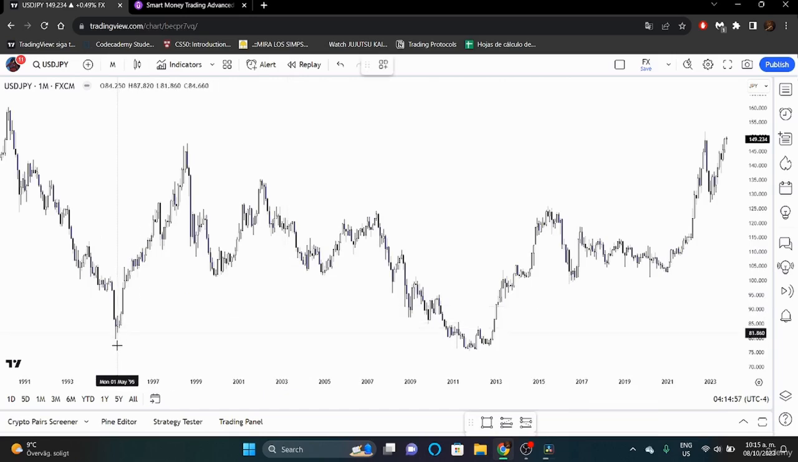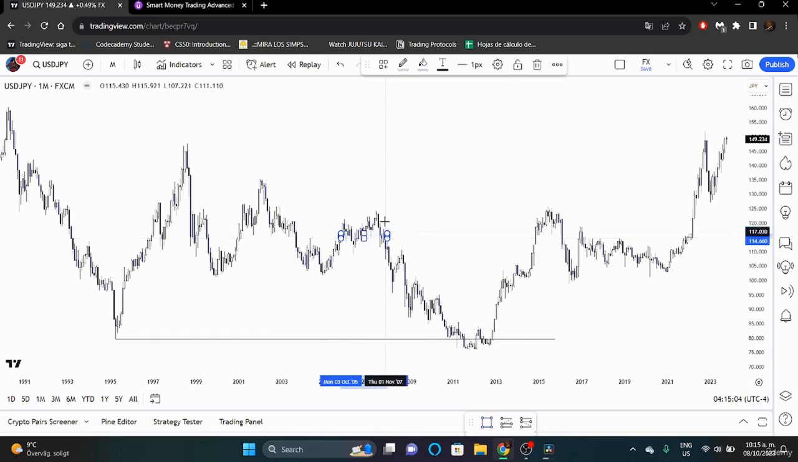Where's the higher time frame? Right here. Accumulation, reversal, okay? Reversal, first accumulation, second accumulation. Remember they accumulate at the up candles. Reversal, first accumulation, second accumulation, reversal.